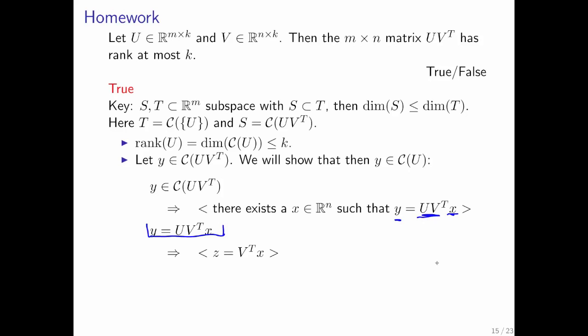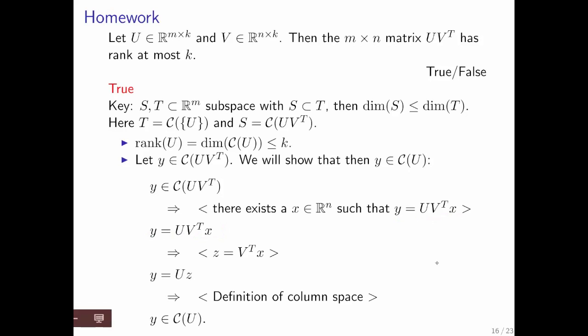But if you then take this to be your vector Z, then you know that Y can be written as U times some vector Z. But that means that Y is a linear combination of the columns of U, and therefore Y must be in the column space of U.